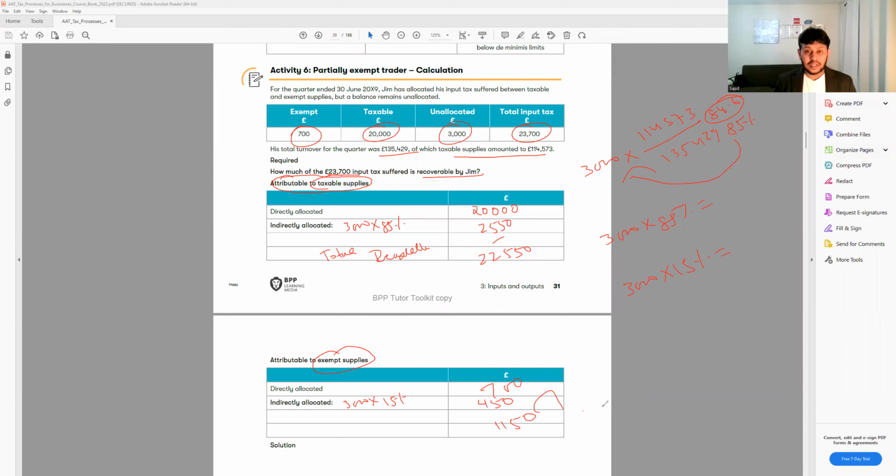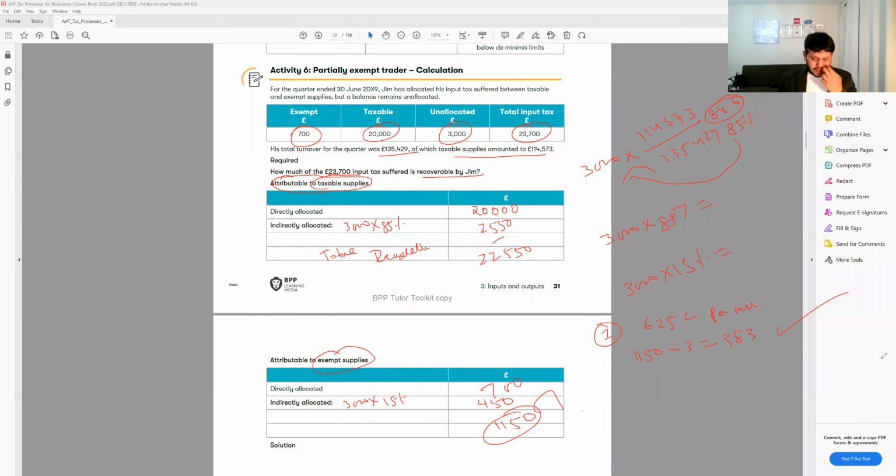The answer depends on the de minimis test. Remember the de minimis test, two conditions. The first condition is the total has to be less than 625 per month. Now this is 1,150 for one quarter, that means for 3 months. So 1,150 divided by 3, how much is per month? That gives us 383 per month. So that means this is less than 625. So the first condition is fulfilled. Then I have to look at the next condition.